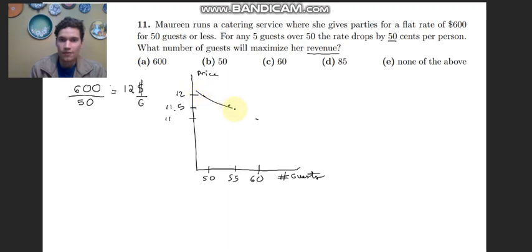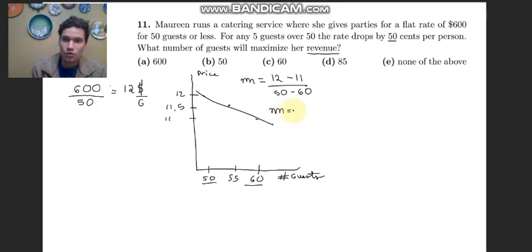So we observe that this is a linear function that goes like this. Let's construct a linear function. Using these 2 points, we can find the slope of that line. It's 12 minus 11 over 50 minus 60. That means the slope is equal to minus 0.1.